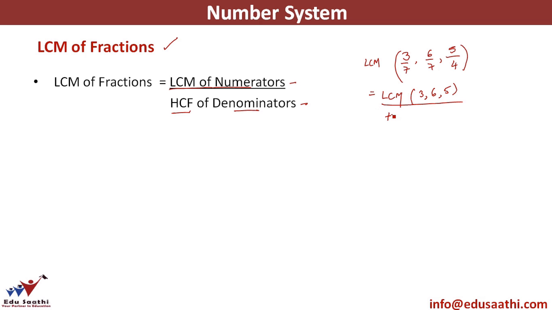And HCF of denominators. What is the denominator that you have? 7, 7 and 4. So if you look at the LCM, 3 and 6, the LCM is 6, 6 and 5, nothing in common. So the LCM would be 30. 7, 7 and 4, nothing common. So the LCM of these fractions comes out to be 30. It is LCM of numerators divided by HCF of denominators.